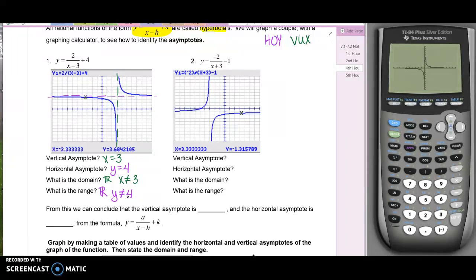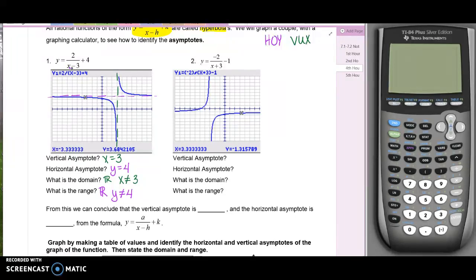Now with the domain, I want you to see why this vertical asymptote exists. If we were to plug x equals 3 into this equation, take a look at what would happen. If you put 3 in place of that x, what is 3 minus 3? Can you divide by 0? No. That's why that vertical asymptote exists, because if we plugged that x value in, we would get a situation where we had to divide by 0, and we can't do that.